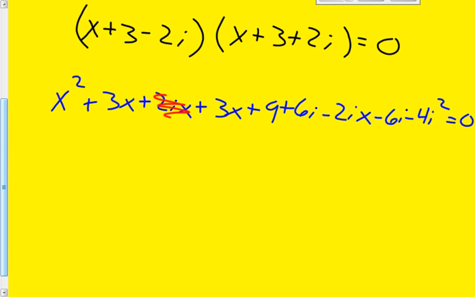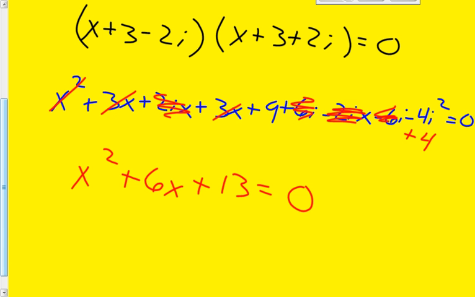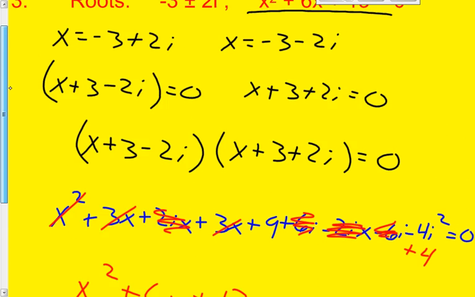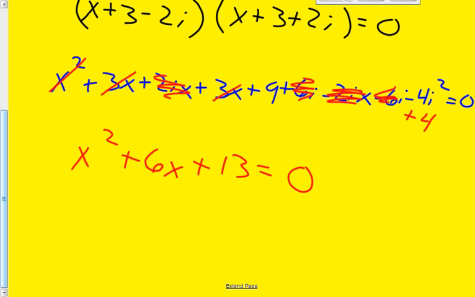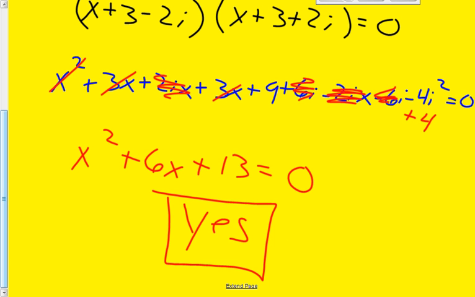2ix, negative 2ix, 6i minus 6i. A negative 4 times a negative 1 is a positive 4. So our answer, x squared plus 6x, 9 and 4 make 13, plus 13 equals 0. Is that what we're supposed to see? X squared plus 6x plus 13. X squared plus 6x plus 13. We have another yes. Those are the roots to that quadratic equation. The answer is yes.